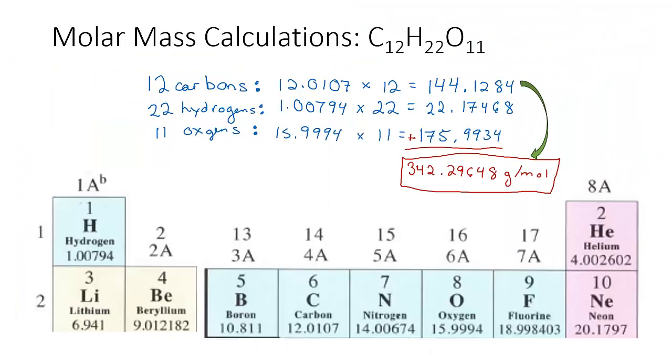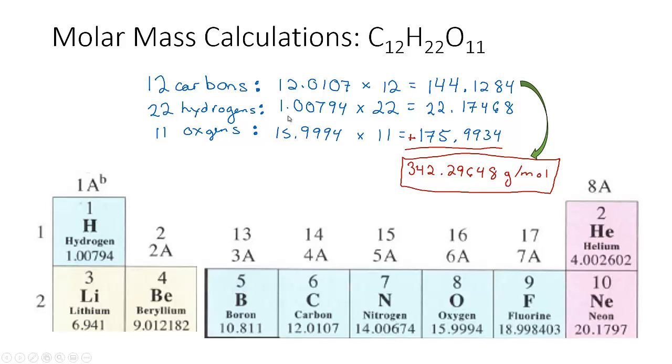So let's go ahead and review it just slightly. When we wanted to calculate the molar mass of sugar, C12H22O11, what you did was you took carbon and found the molar mass, which was this number underneath carbon, and there are 12 carbon atoms. So you took 12.0107 times 12 to give you 144.